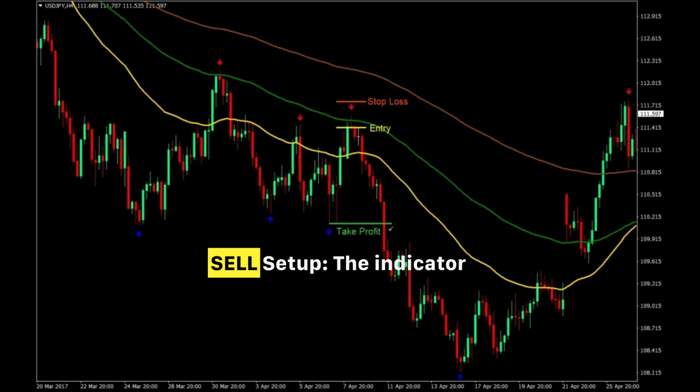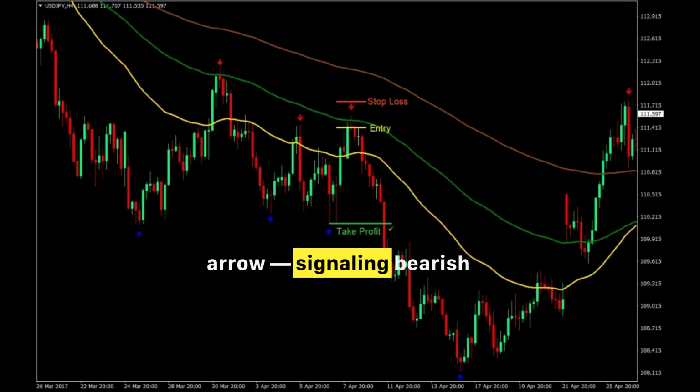Sell setup. The indicator plots a red down arrow, signaling bearish momentum. Price is below recent structure or a moving average. Bias is down. Enter short on the candle immediately after the arrow with bearish confirmation.